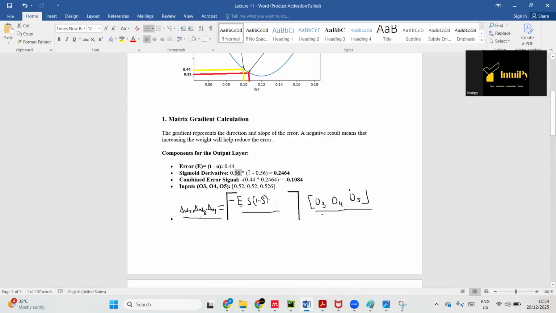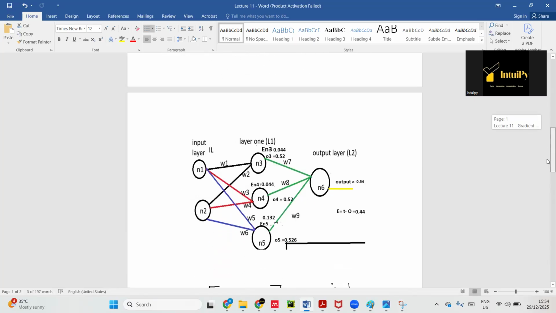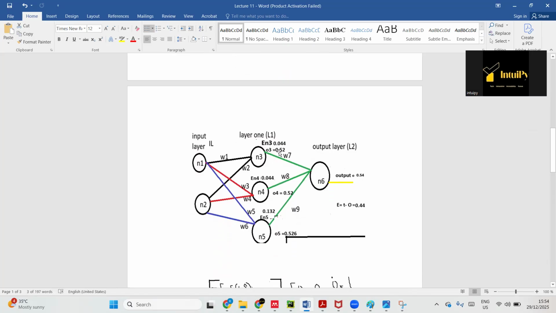And the formula also says 1 minus that output, and that gives 0.2464. And then if you now combine minus this error, which is 0.44 times all of this, all of this gives minus 0.1084. And then remember, we also have this one here. So our O3, O4, O5, which is this one. Output from N3, output from N4, output from N5.